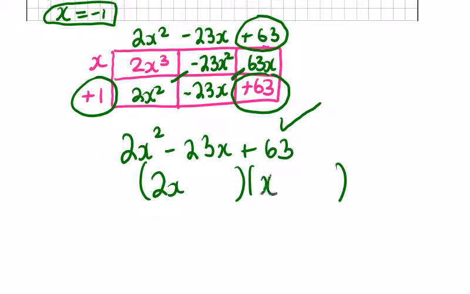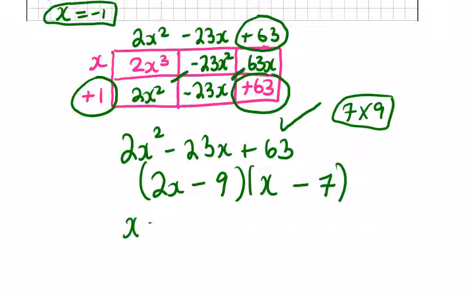2x by x. 7 by 9 is 63. That's normally the one that works with 63. Does 7 and 9 work? So 14 and 9 is 23. Both minuses. So x is equal to 9 over 2, 7 or minus 1. So in under 3 minutes, the whole question.